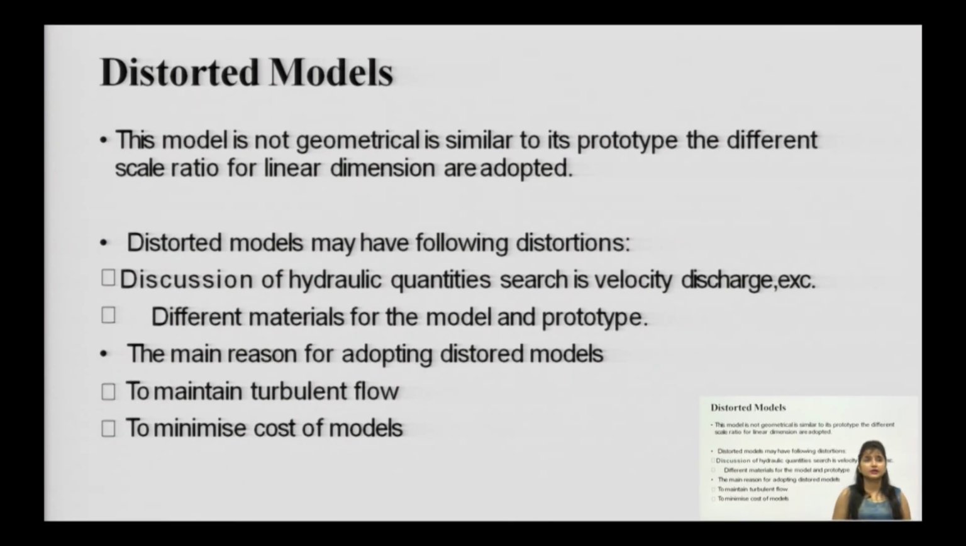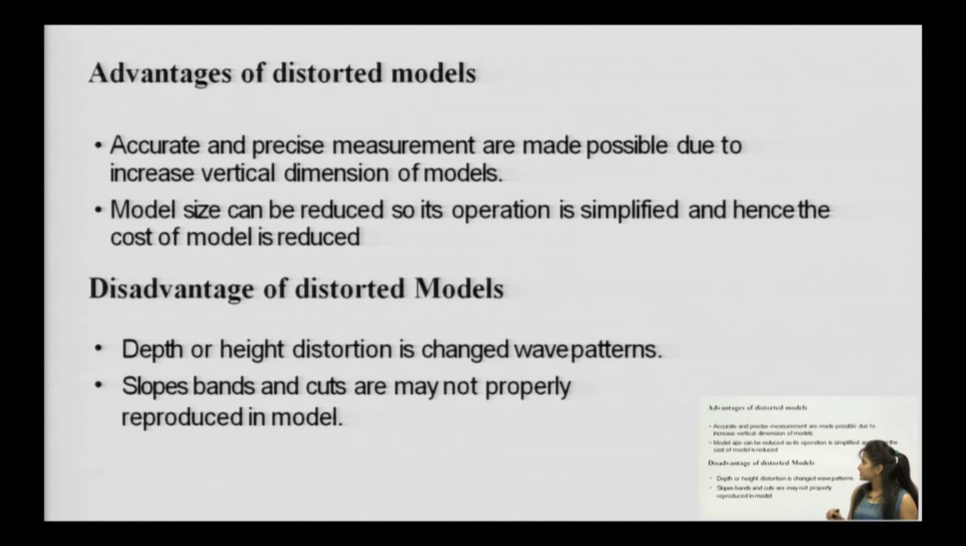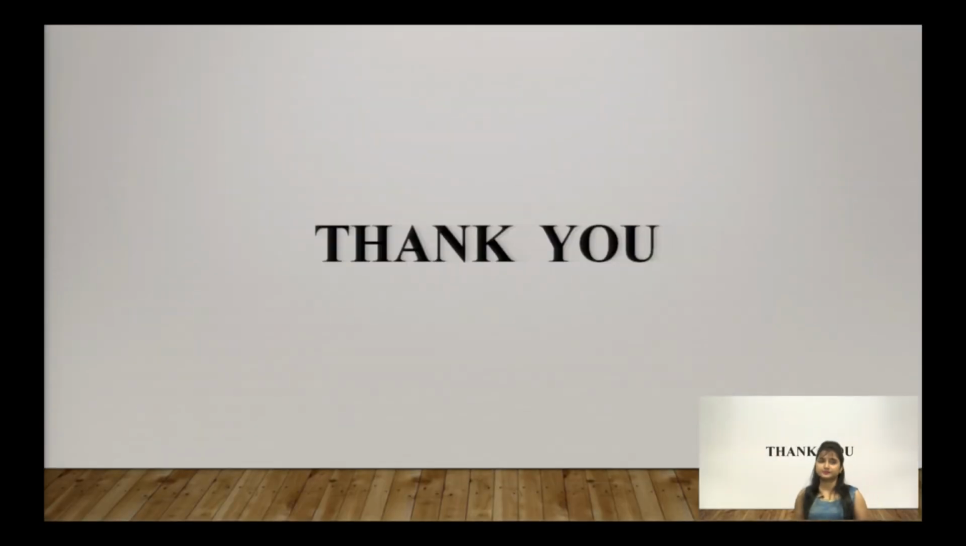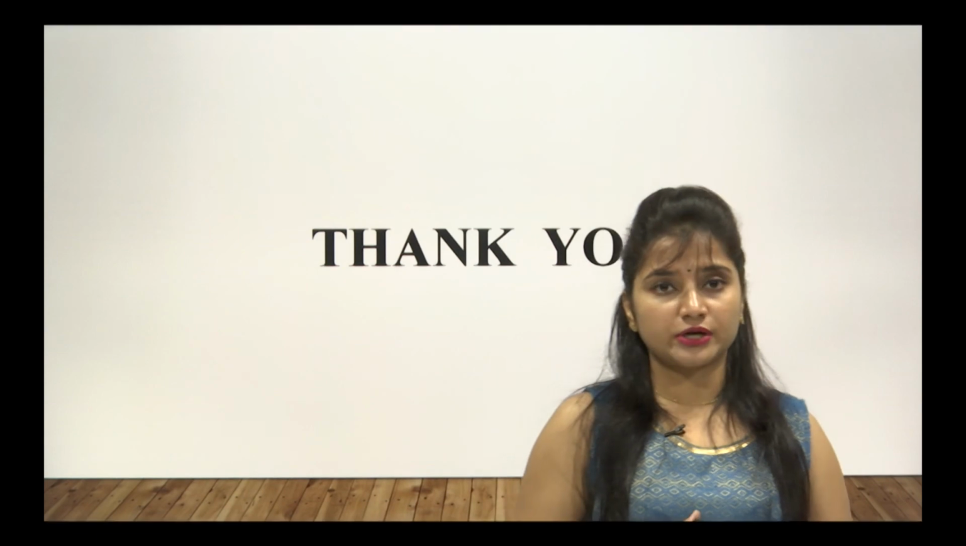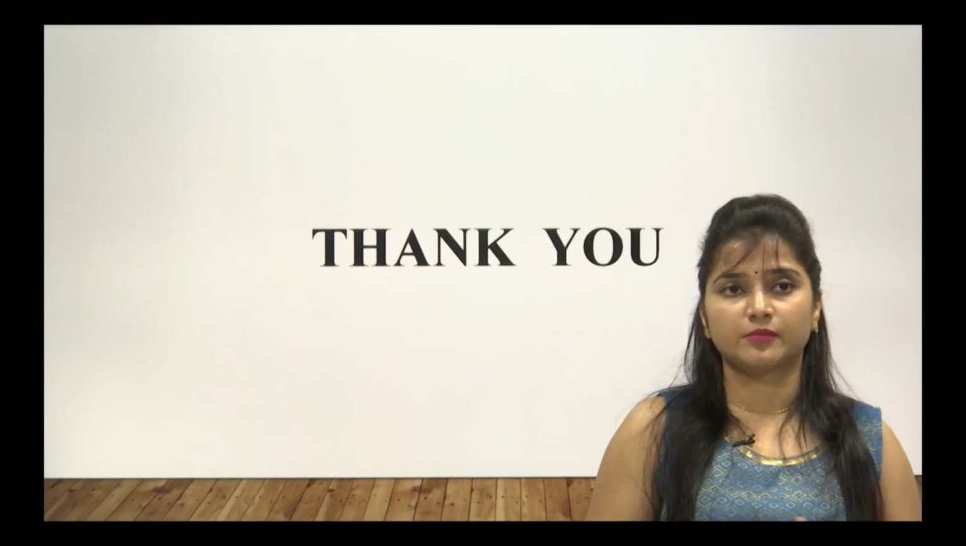In a distorted model, the model is not geometrically similar, meaning the geometry is distorted. Advantages of the distorted model are that accurate and precise measurements are made possible. Coming to the disadvantage, depth and height are changed because it is a distorted model. That is all about the types of model, model laws and dimensionless numbers. Thank you.